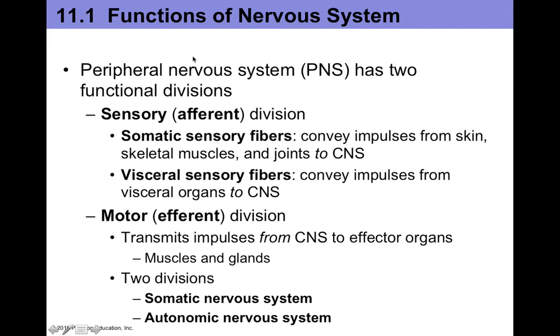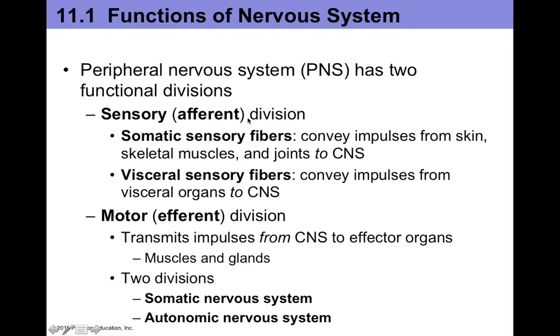So in terms of functionally, the nervous system can be divided into sensory and motor divisions. Remember, structurally we had a central and peripheral nervous system, but functionally we have sensory or afferent division and motor or efferent division. Now, often nerves carry a mix of both, but it's important to have these distinctions because it tells you which way the information is going and where it came from.